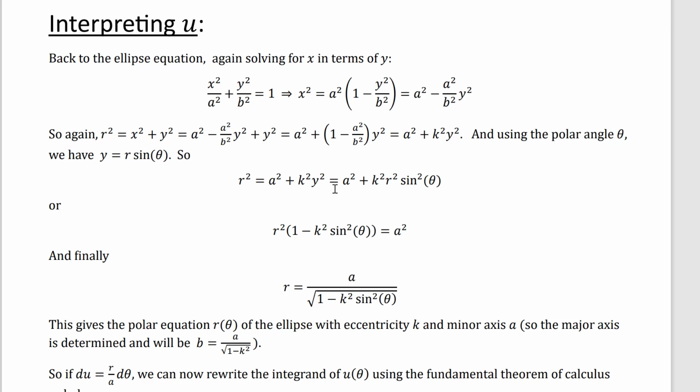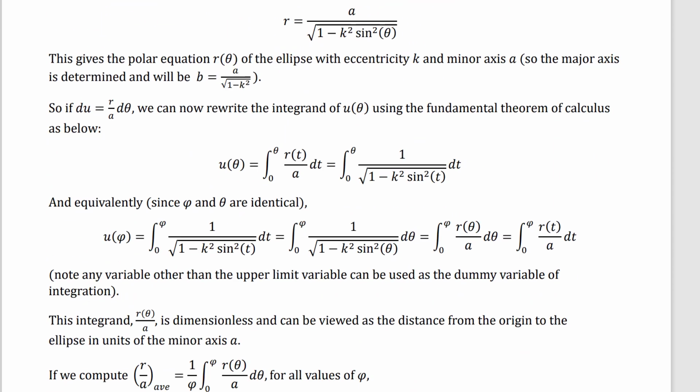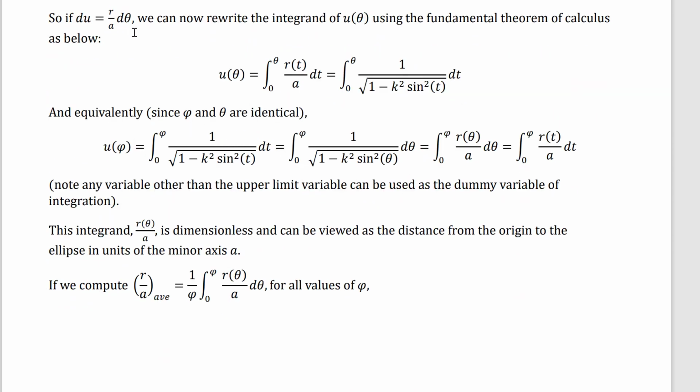So before I just divided through by r squared to get that dn squared property. But if I replace y with r sine theta, move it to the left-hand side, divide and square root, we get r in terms of theta, also in terms of the minor axis and the eccentricity. So r of theta of the ellipse with eccentricity k and minor axis a. And we want du to be r over a d theta. That's what will work. So I need u to be the integral, and we'll put the lower limit 0 is the way to go. Upper limit theta.